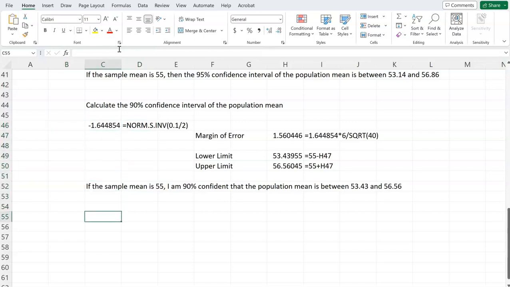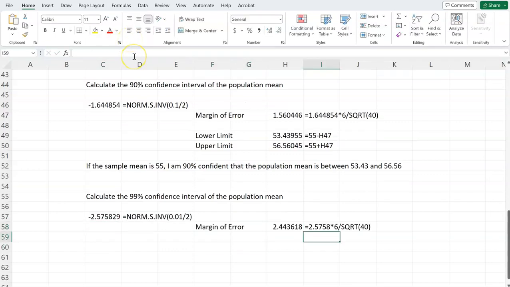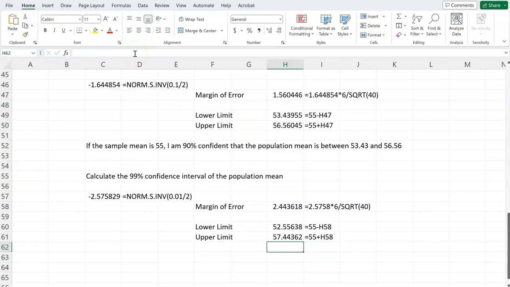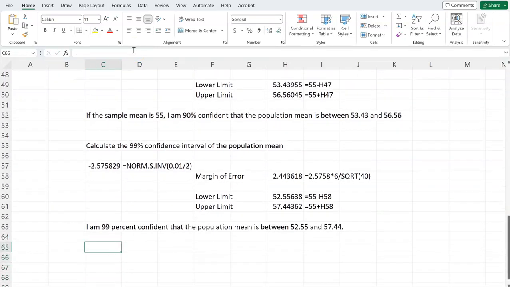Now if I were to find the 99% confidence interval, instead of this number, I would calculate, since I have 1% left over and I have to divide it across the two sides, that number. So then my margin of error, and so the lower limit and upper limit, would be around 55. My lower limit would be 52.55. My upper limit would be 57.44. So now I'm 99% confident that the population mean is between these two.